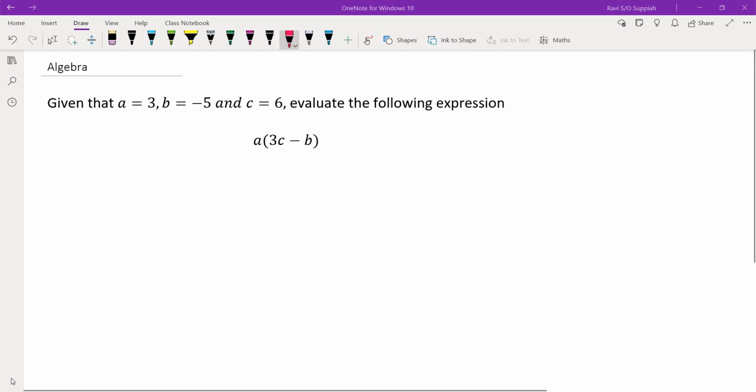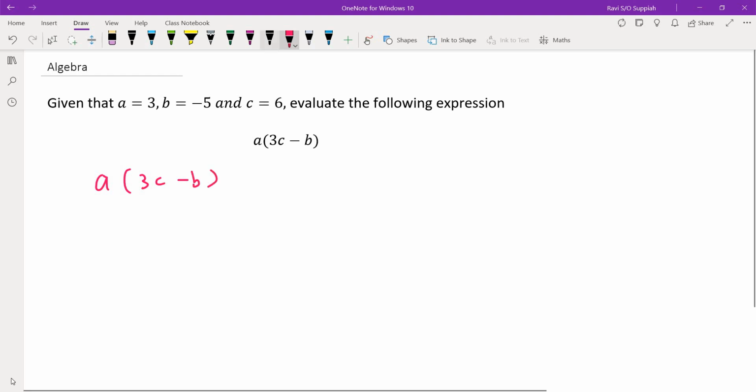Let's look at this algebra expression here. Given that a equals 3, b equals -5, and c equals 6, evaluate the following expression. So we have a into 3c minus b. Alright, so let me write it here. So a(3c - b).